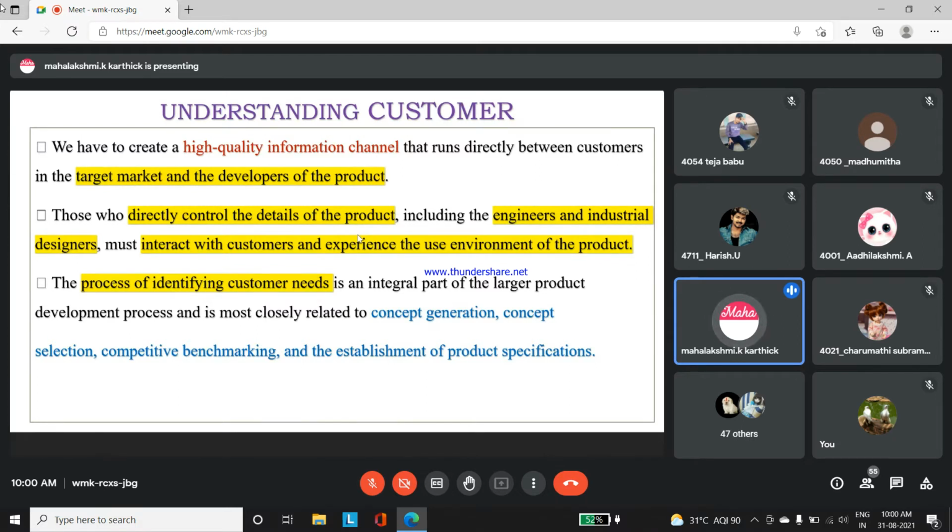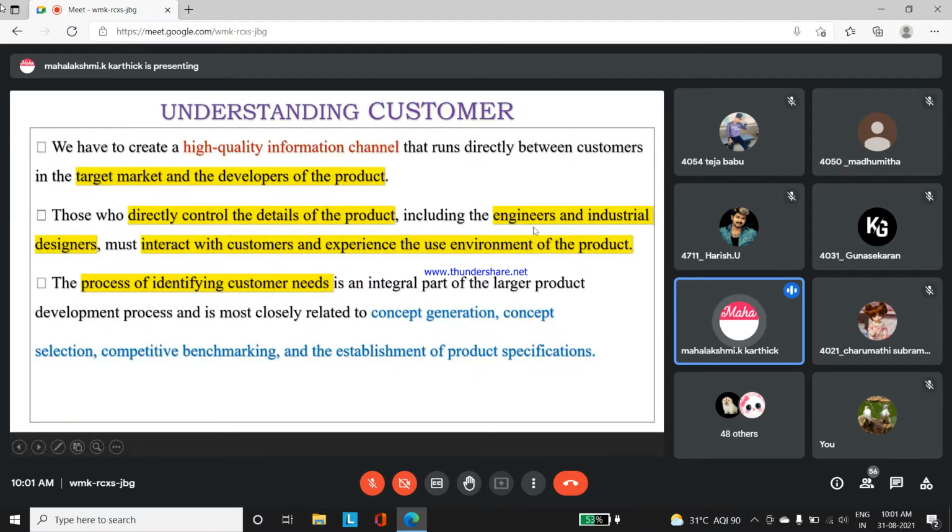What does the customer really need? The detail is found in the product with respect to the customer understanding. So who are the people involved directly in understanding the customer? It is the engineers and the industrial designers who have to understand the customer's requirement, customer need, in forming their technique in the product as well as the design. These two people are mostly involved in understanding the customer, whereby they can interact with the customer and experience the use environment of the product.